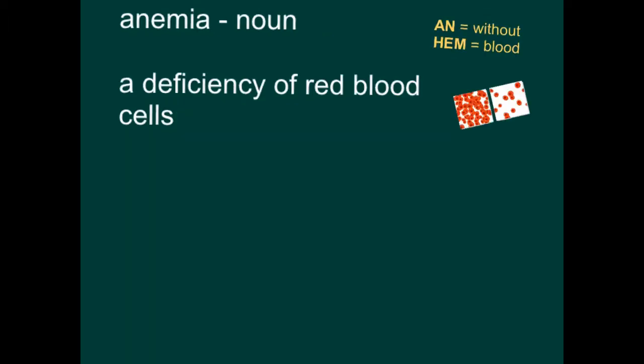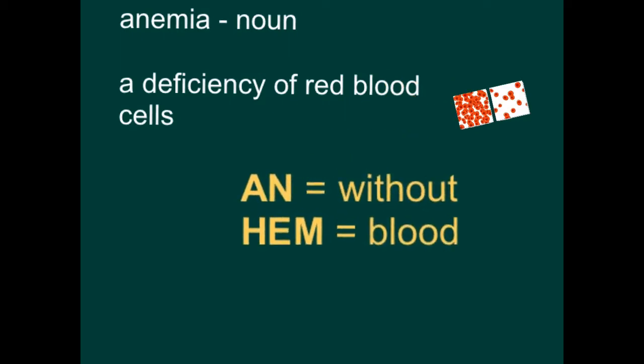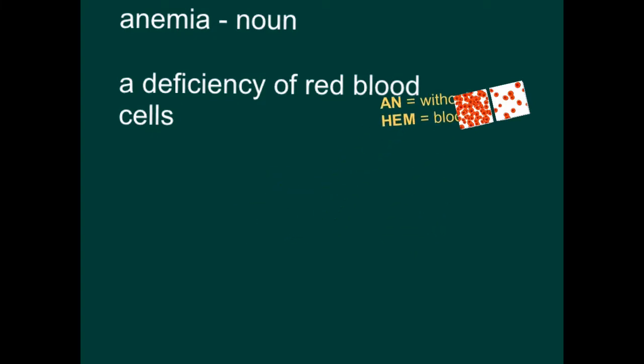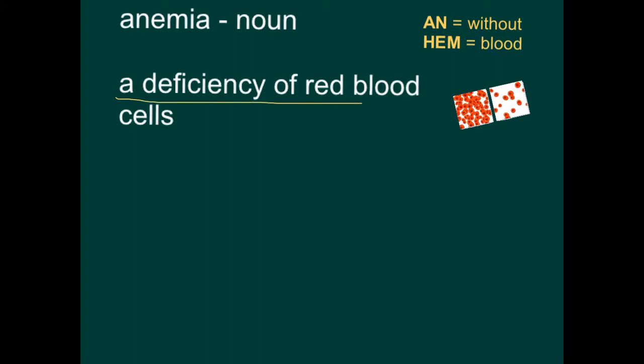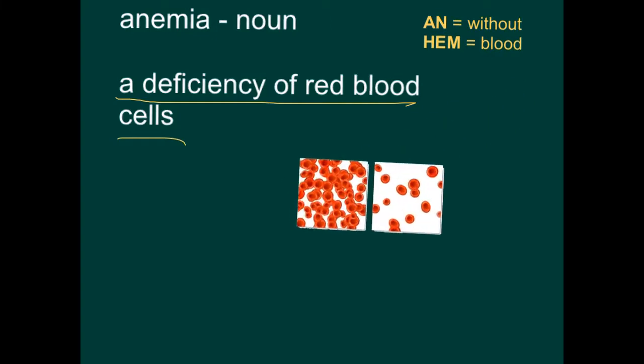Anemia, noun. Highlight your roots. An means without, and hem means blood. So, without blood. Now, someone who has anemia is not actually lacking all of their blood. So let's underline the actual meaning: a deficiency of red blood cells. Right, so they're missing certain parts of their blood.